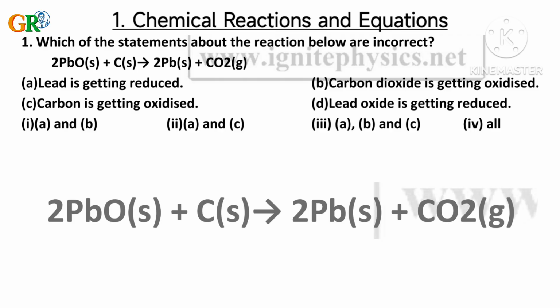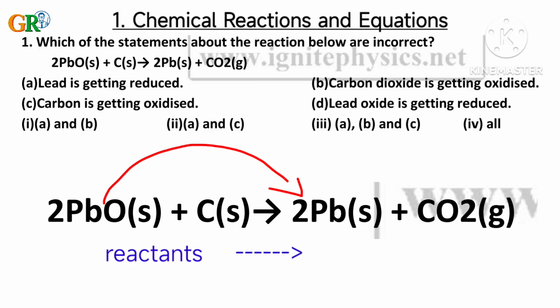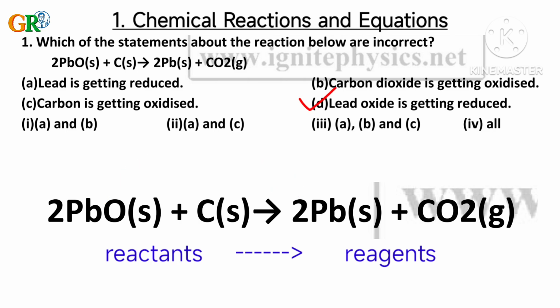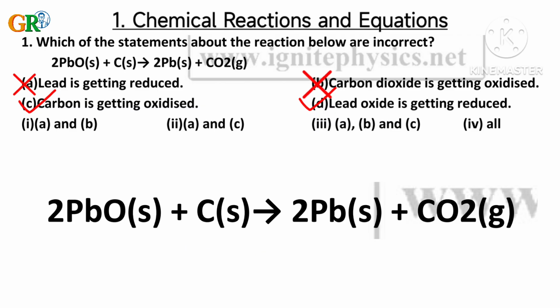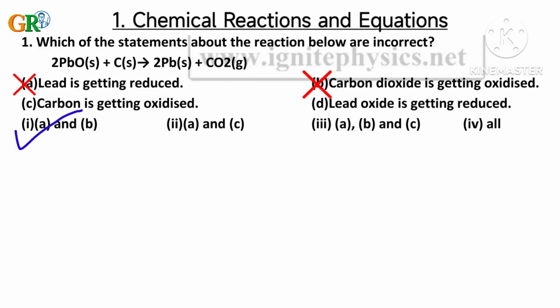Let us observe the chemical equation. In the reactant side, lead oxide is converted to lead in the product side. Here, lead oxide loses oxygen. That means lead oxide is getting reduced. And also the carbon in the reactant side is converted to carbon dioxide in the products. That means carbon is getting oxygen, so carbon is getting oxidized. So here lead oxide is getting reduced and carbon is getting oxidized. But they are asking for the incorrect options. Option A, lead is getting reduced, is incorrect. And B, carbon dioxide is getting oxidized, is also incorrect. So our answer is the first option, that is A and B.